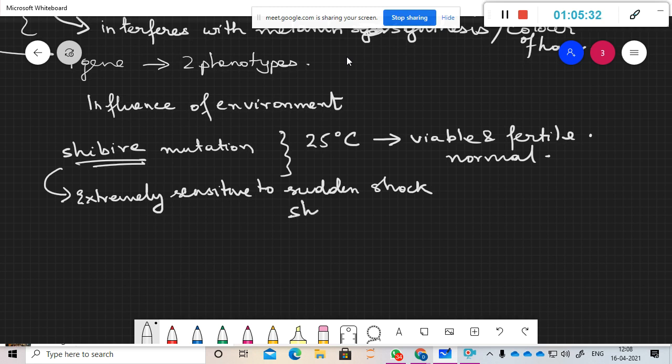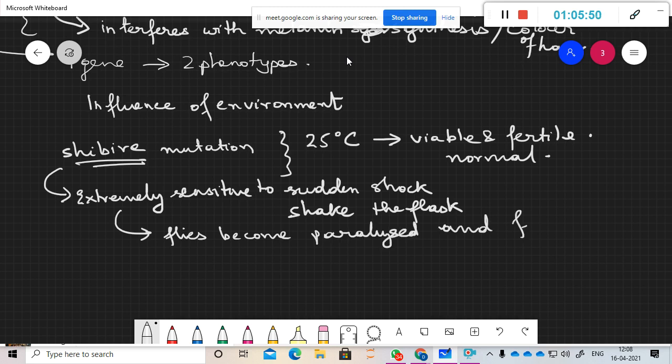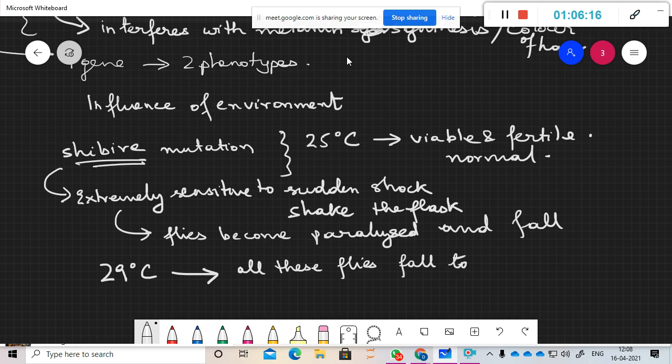So when you shake the flask, these flies become paralyzed and fall temporarily. They become paralyzed and fall down, while the others fly away. So the environment is a shock environment. Now you increase the temperature to 29 degrees centigrade. All these flies fall to the bottom and die.